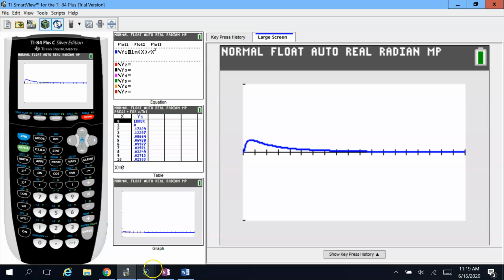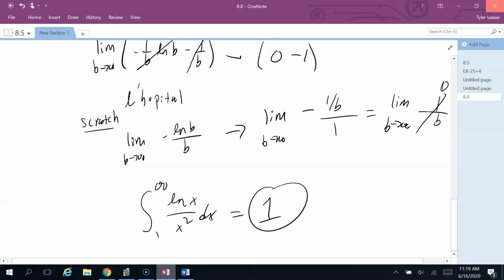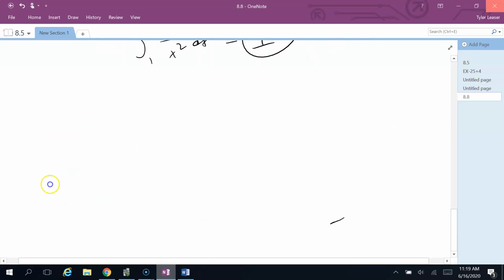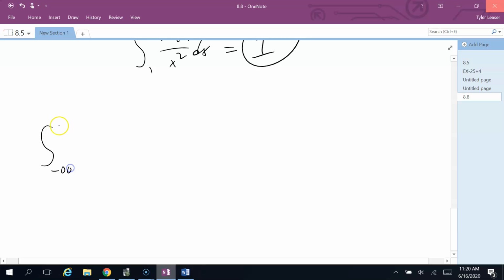Okay, let's look at maybe one more example here, and then we'll look at the other kind of integral techniques here. Okay, great. All right, so maybe this example here, let's do the integral from negative infinity to infinity of dx over 1 plus x squared.